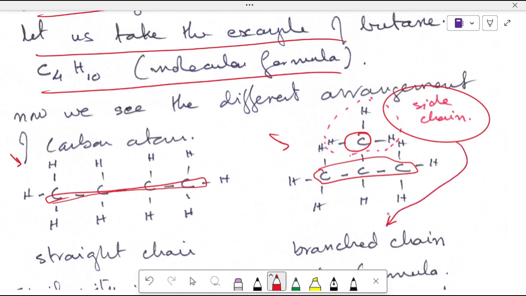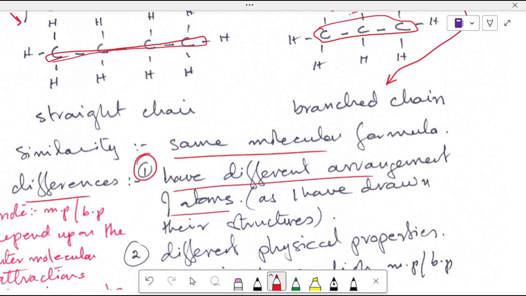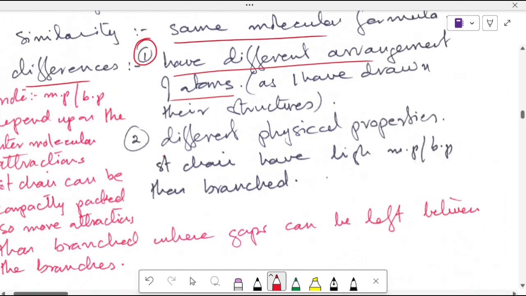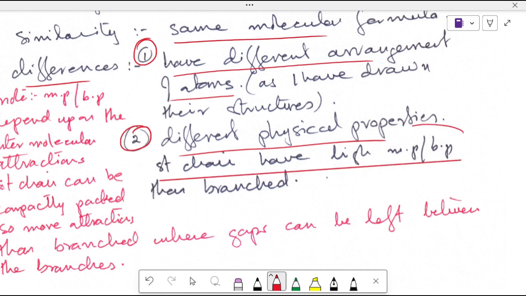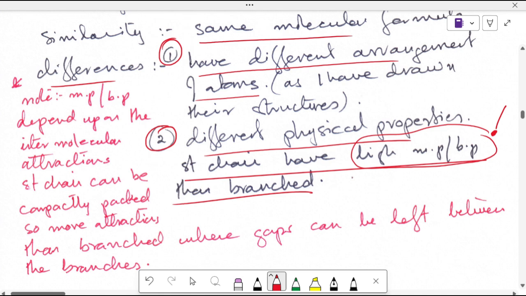So the similarity is the same molecular formula, and the differences: number 1, a different arrangement of atoms, as I have drawn in their structures. Number 2, different physical properties. Straight chain has a higher melting point and boiling point than branched. Now, why am I telling you this about the physical properties, the high melting point and boiling point? Because of their arrangements.